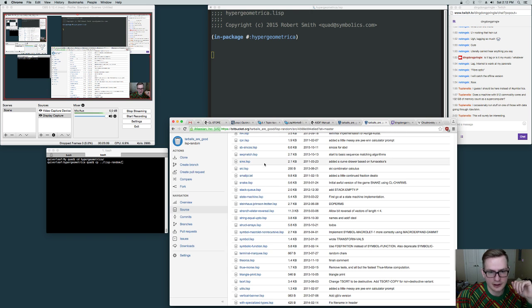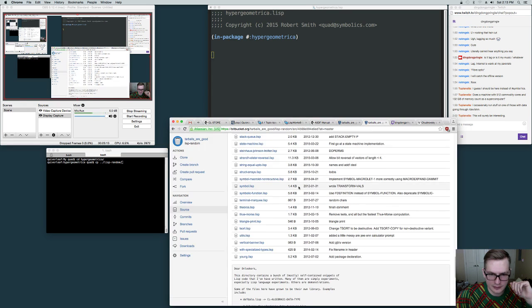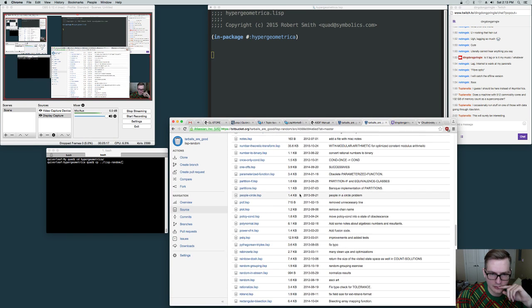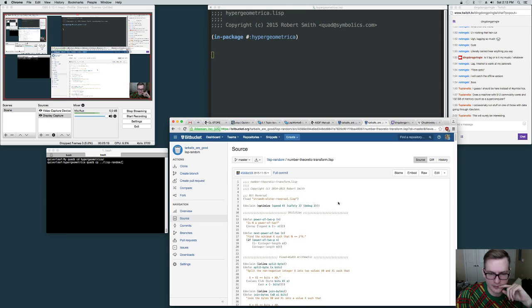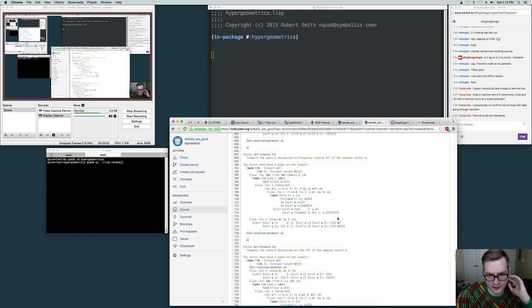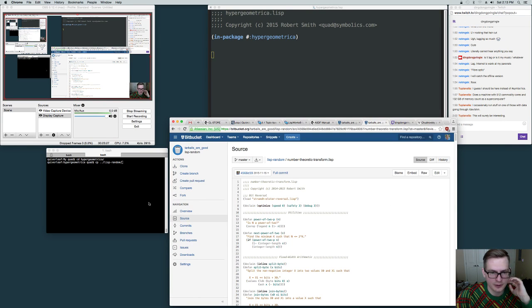But anyway, in here I have, if I can find it, the number theoretic transform. I wrote this code to do, well, number theoretic transforms. I'll explain what that means in a second. But I want to copy it over, so I'm going to copy number theoretic transform.lisp over to here as ntt.lisp. I will need that.